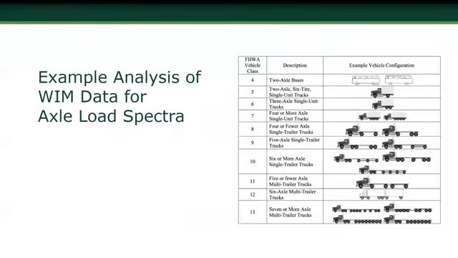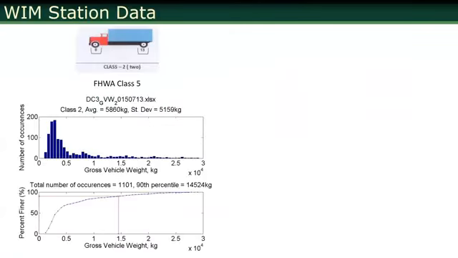Now, here's an example WIM data analysis for axle load spectra. This is from Qatar that I analyzed. From the weigh-in-motion stations, this is like an FHWA class 5. There they're classifying it as class 2. As I said, they had 48 different classes there for trucks, but class 2 corresponded to class 5. Now, in that weigh-in-motion station there were years of data, lots of data.